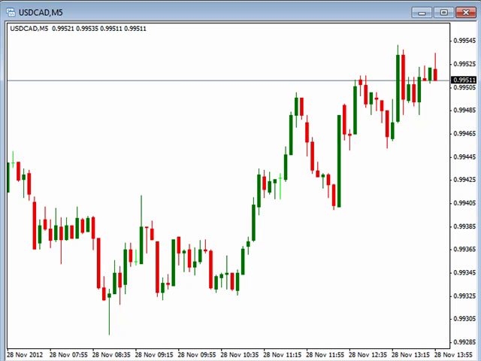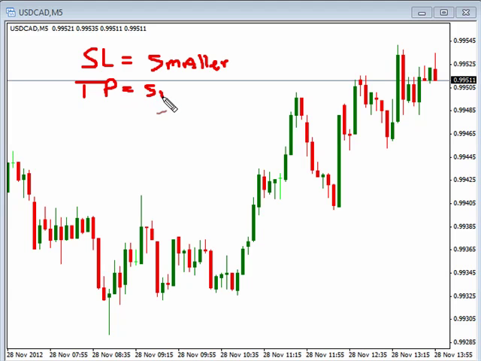Now, when we trade smaller term, generally what we're going to find is that our stop losses are smaller and our take profits are smaller in relationship to the longer term hourly or daily charts.